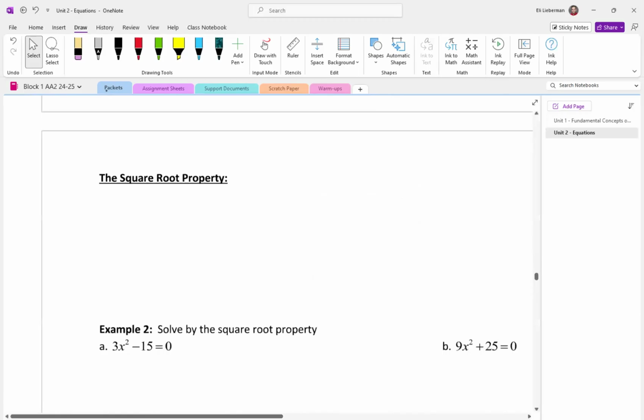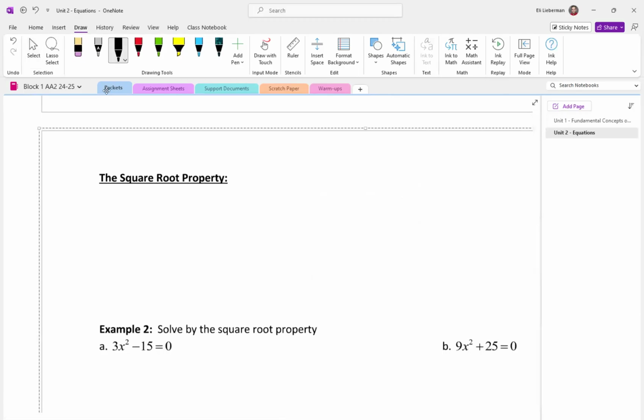The square root property. Do you like square roots? Do you like them? Do you hate them? Ambivalent? What's that? Okay, I can respect that.